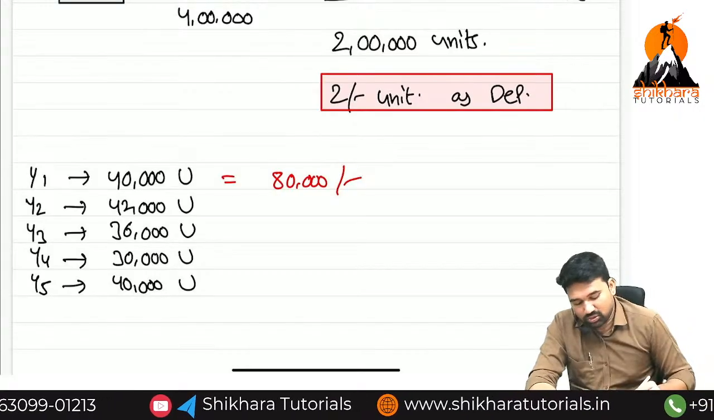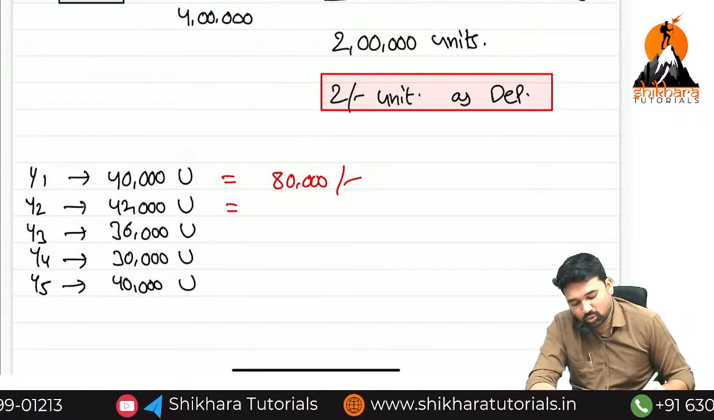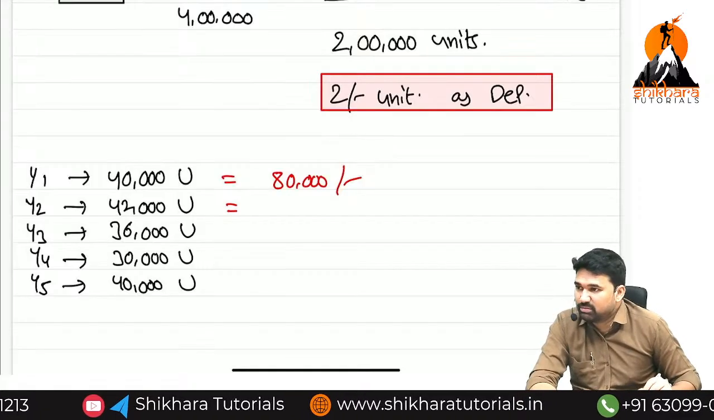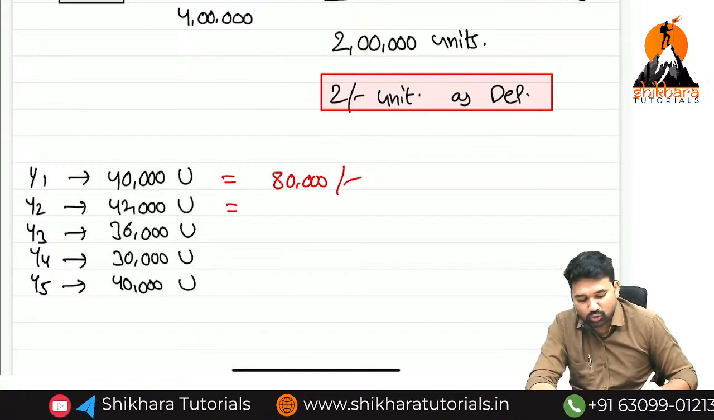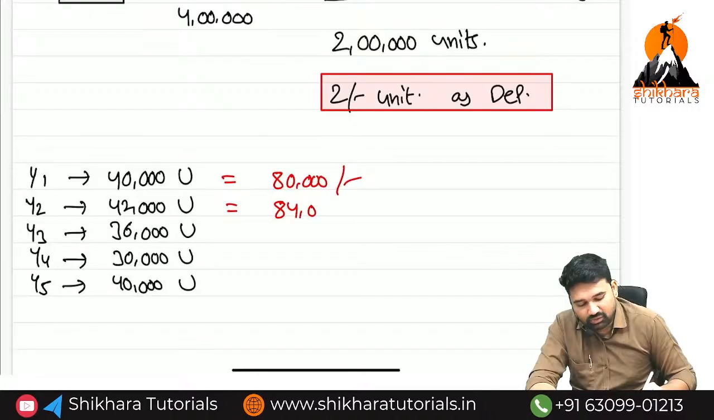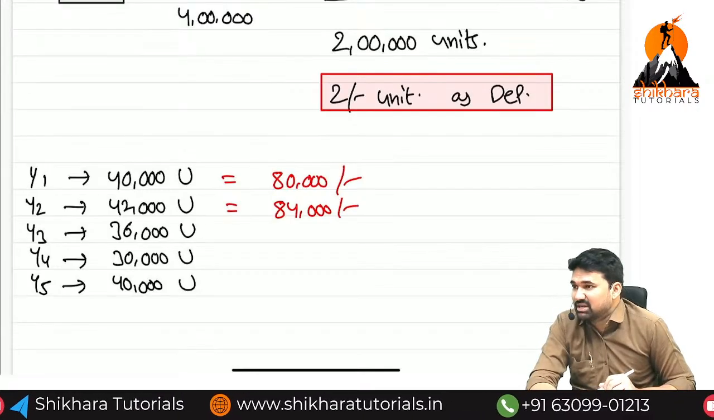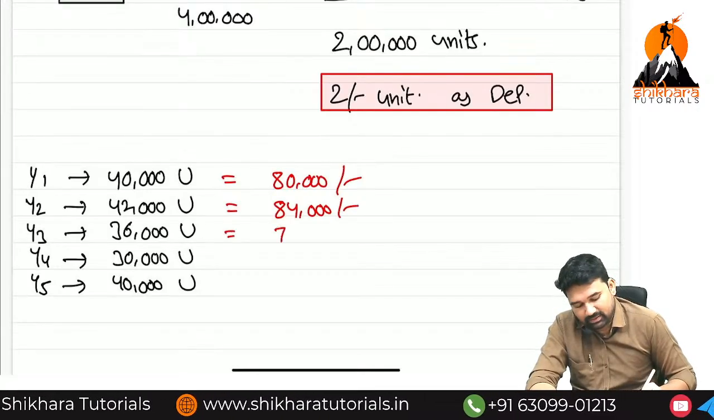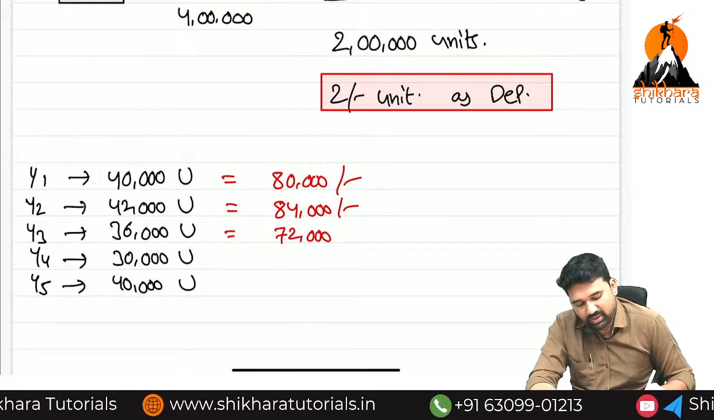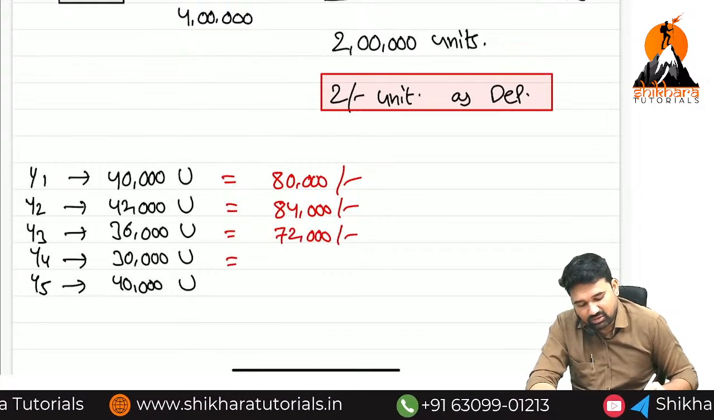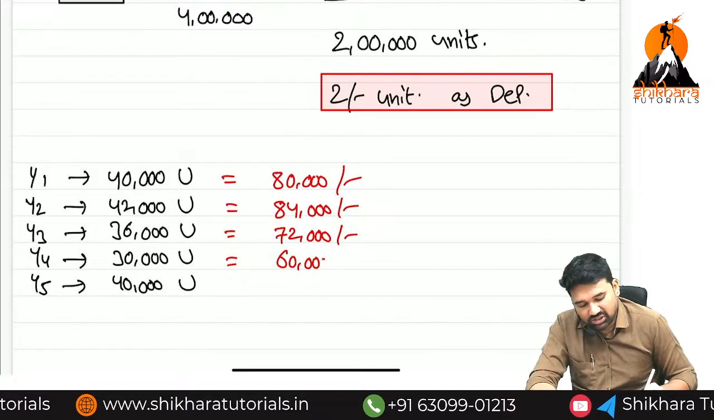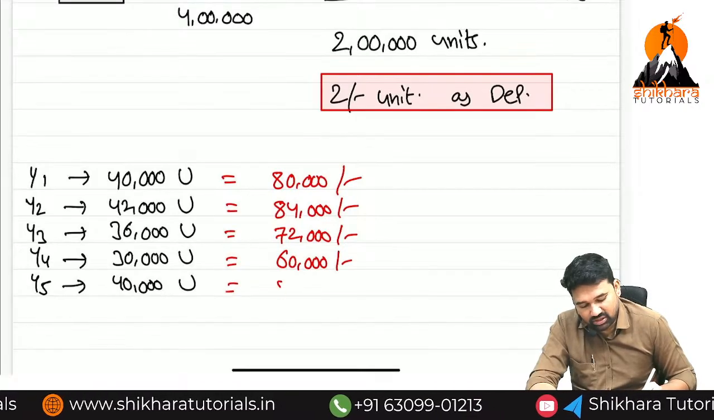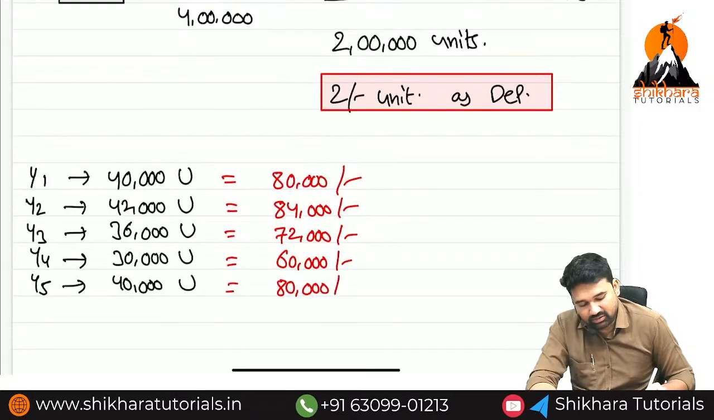Okay. So in year 2, 42,000 units has been produced. 42,000 into 2 rupee means 84,000 rupee we charge as depreciation. 36,000 into 2 means 72,000. 30,000 into 2, 60,000 as depreciation. 40,000 into 2, 80,000 as depreciation.